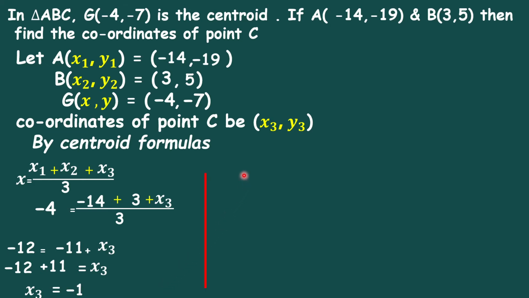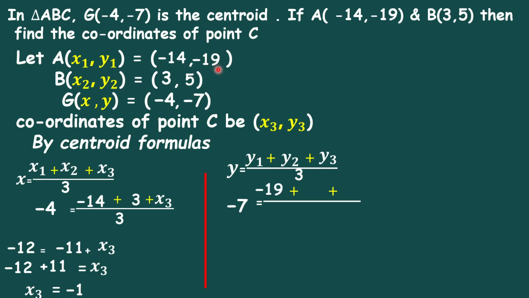To find the y coordinate of centroid G, y is equal to the y coordinate of point A, which is y1, plus the y coordinate of point B, which is y2, plus the y coordinate of point C, which is y3, upon 3. Substitute the values. Here y is the y coordinate of point G, which is -7, equal to -19, plus 5, plus y3, divided by 3.